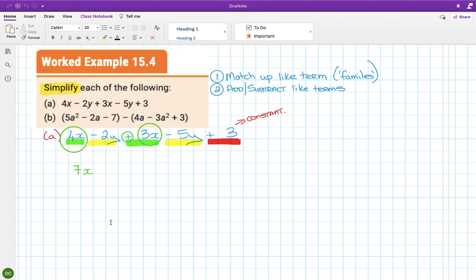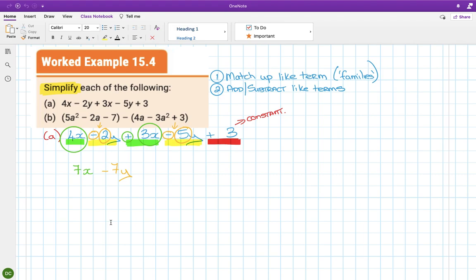Yeah? Now the next one is the y's, okay? So we have minus 2 minus 5. You might want to do that on your calculator, or you can use a number line, but we're starting at minus 2 and we're going 5 steps to the left. So that gives us, if you want to check it on your calculator, minus 7, and that was the y family.